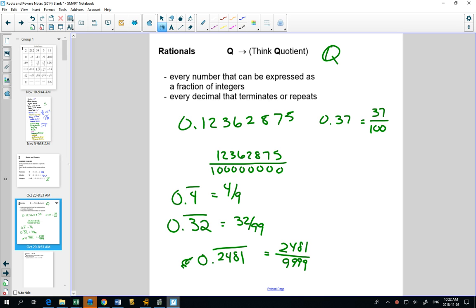Cool. And so anything that repeats can be written as a fraction. So your rational numbers are all numbers that can be written as a fraction. They include your whole numbers. Could you write 5 as a fraction? It is 5 over 1. Yes, you could. Question?